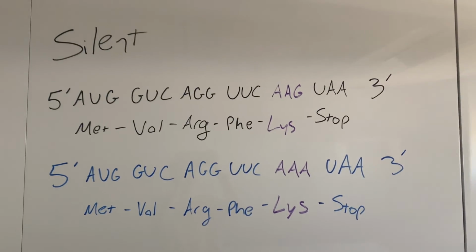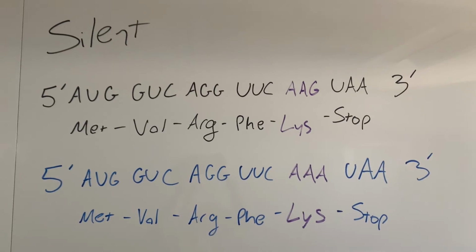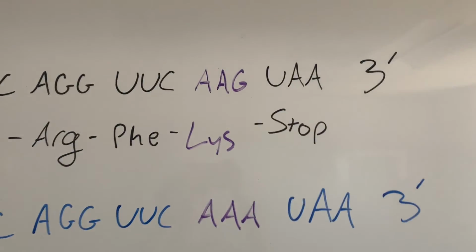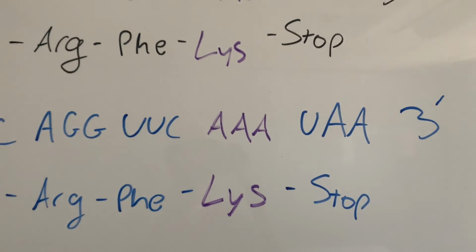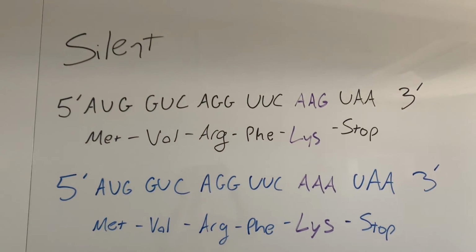Next up, we have a silent mutation. The change here will be from a G to an A, which makes it a transition. AAG codes for lysine, which will change to AAA, which also codes for lysine, which means there is no change, making it a silent mutation.